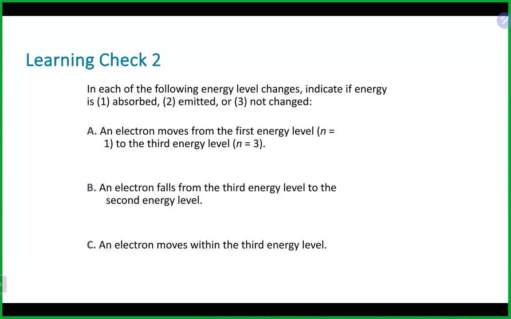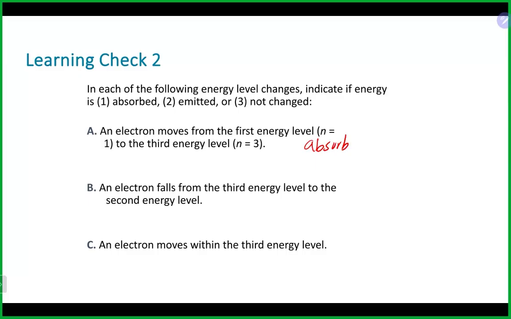So in each of the following, indicate whether energy is absorbed, emitted, or not changed. We have an electron that goes from the first energy level to the third. Energy is going to be absorbed. That's the only way it could jump up in energy, right? It's got to absorb the energy. That's going to excite the electron from the lower energy level to the higher energy level.